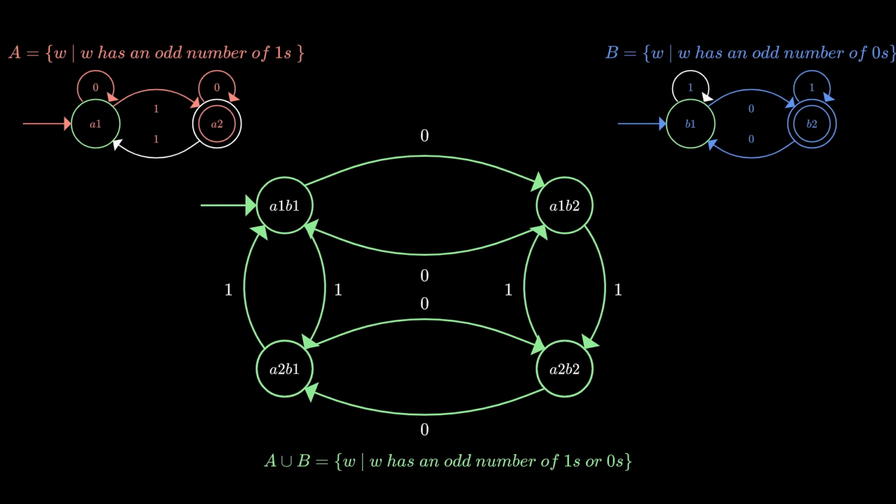Lastly, recreate our accept states by picking the states that have either an accept state from machine A or an accept state from machine B. And with that, we have a slightly formal proof by construction that the union operation for regular languages is closed.